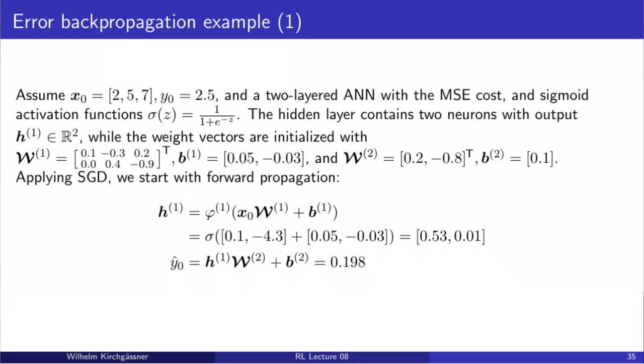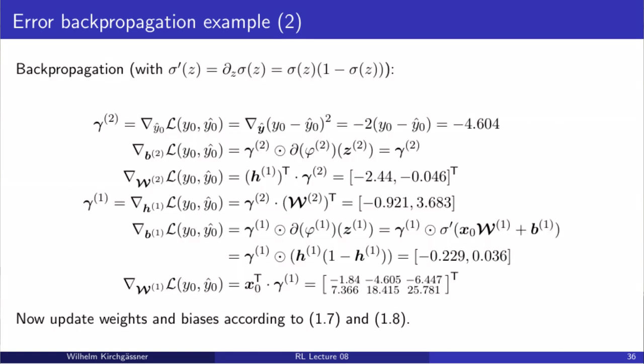So the forward pass is described here first, where we just apply the equation for the layers, such that we come up with an estimate of the neural network in the end, so the output is the estimate. That would be 0.198. And now we do backpropagation according to that pseudocode. So you need to keep in mind that the derivative of the sigmoid is the sigmoid times 1 minus the sigmoid. So maybe not so intuitive, but this is the derivative here for the sigmoid.